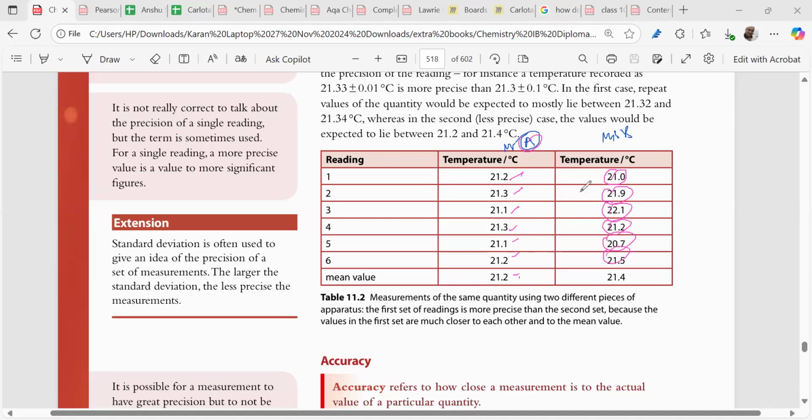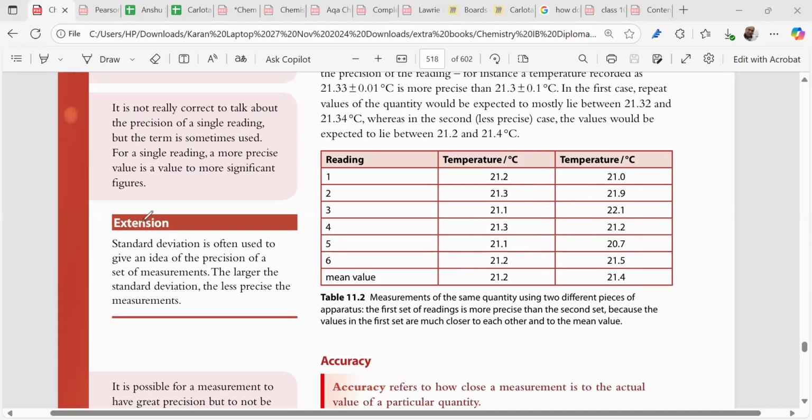So we can tell that Mr. A is doing a very precise experiment. His values will be very close to the average value, whereas for Miss B, these values will be scattered. See, they are not close together. So we can tell that the first set of readings will be precise, and the second set of values is not precise. Is it clear?